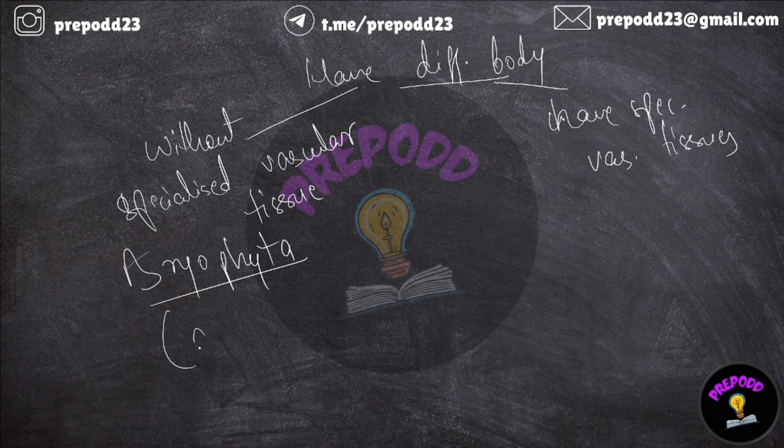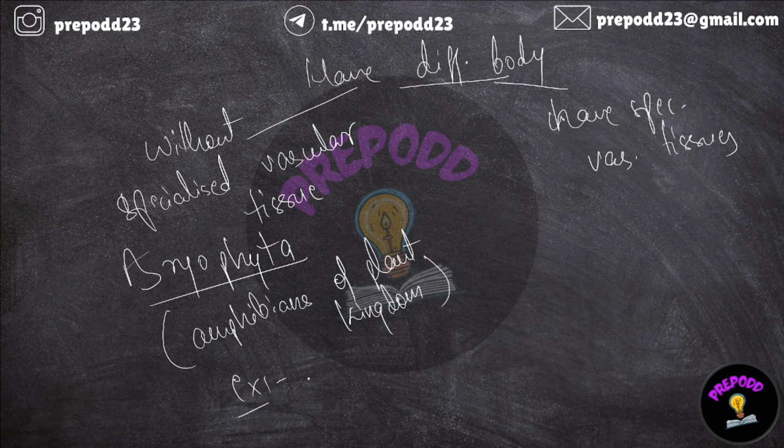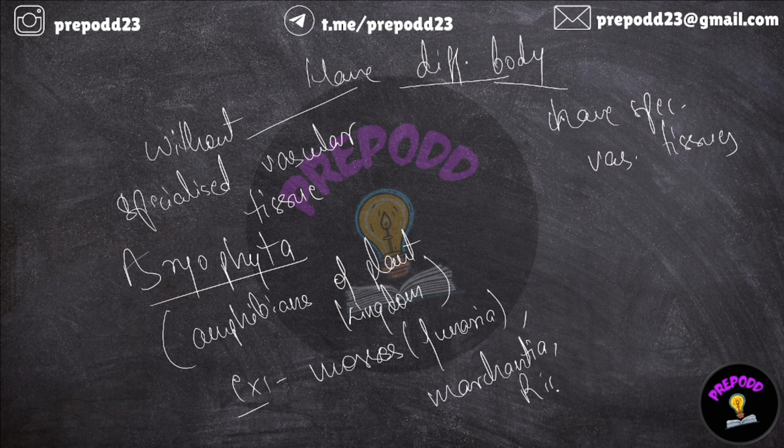You can also say them like amphibians of plant kingdom. Okay, so bryophytes are also termed as the amphibians of plant kingdom, and their examples are your mosses, that is also known as Funaria, and your Marchantia and your Riccia. Okay, so basically you have to learn about the different examples of different type of plant names. So this is very important to learn.